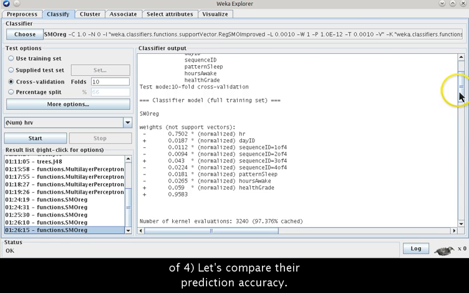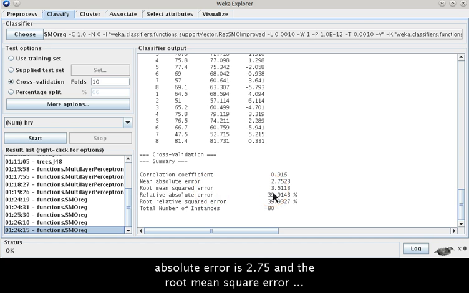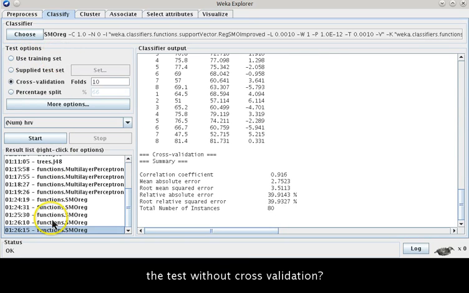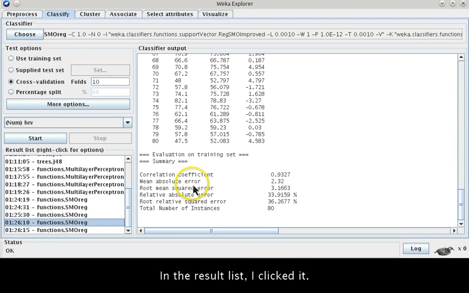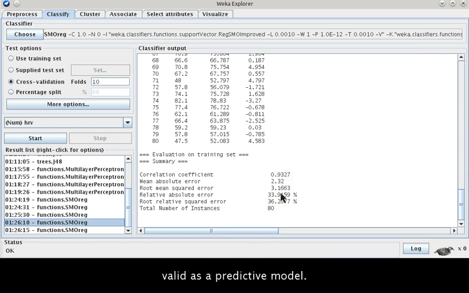With tenfold cross-validation, the mean absolute error is 2.75 and the root mean square is 3.5. How does that compare to the test without cross-validation? In the result list, I clicked it, less error, but now I saw why it's less valid as a predictive model.